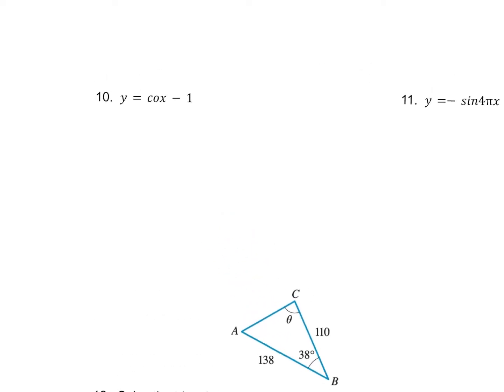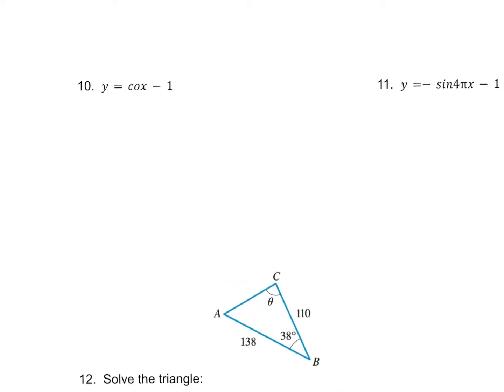Number 10 continues. Y equals should say cosine x. I'm not sure why it says cosine x minus 1. So this time the amplitude is just 1. Nothing in the front. The period is 2 pi. I don't know why I just wrote pi. 2 pi, because there's nothing in front of the x.